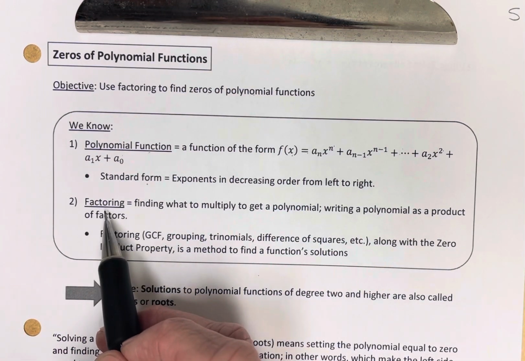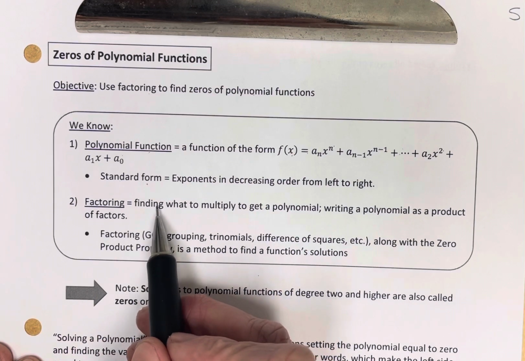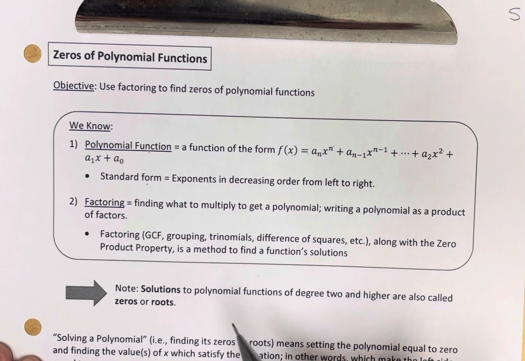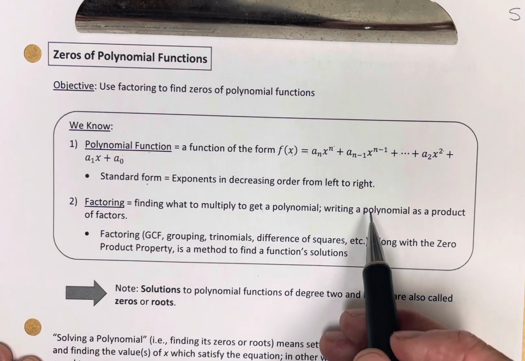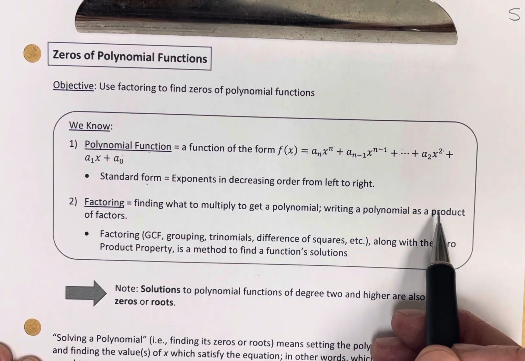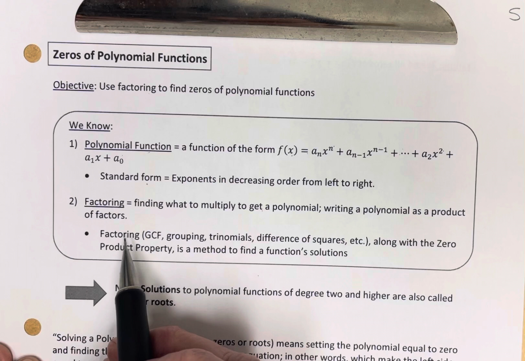Okay, we also know what factoring is. Factoring as a verb means we are finding what to multiply to get, in this case, the polynomial. So we're writing a polynomial as a product. And when we write it as a product, the pieces are called factors.